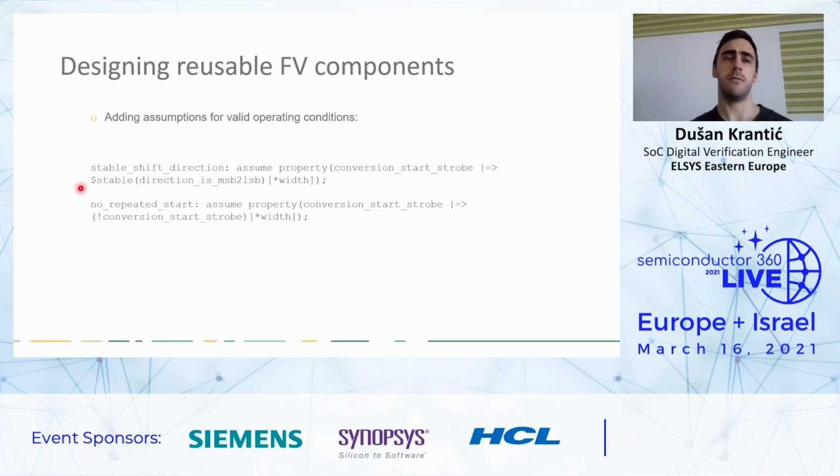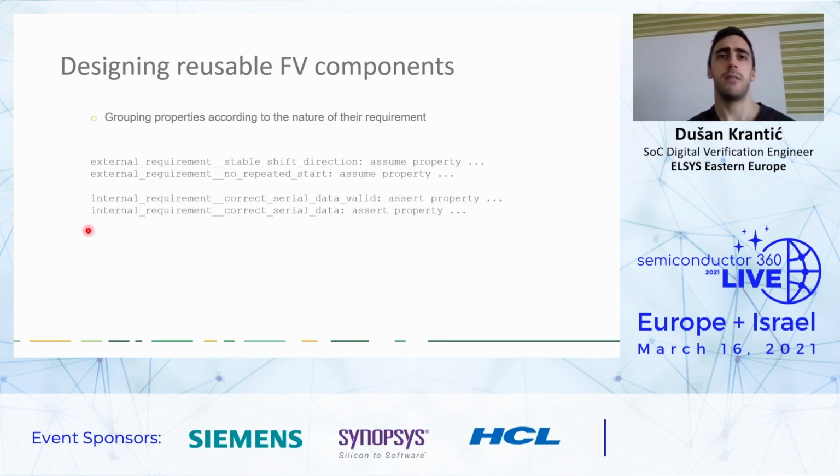The second thing we need to do is to define the conditions under which this block is supposed to operate. One example is the fact that this block has a configurable shifting direction, so it can shift MSB to LSB or vice versa. One of the requirements for its operation is that once you start converting, you should not change the direction. Again, without going into the details of how this works, let's say that this assumption takes care of that. The second requirement is that once you start your conversion, you should not start again before the first one finishes. This is implemented here in this second assumption.